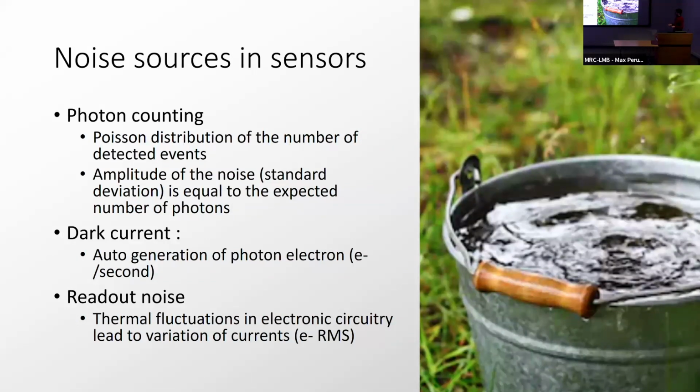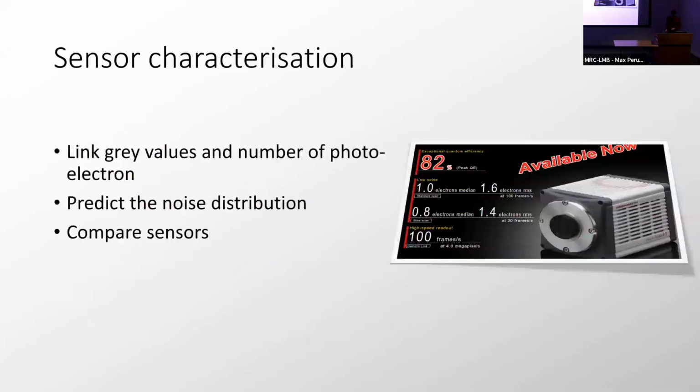And the other significant noise is readout noise. This is more for camera-based systems, not for confocal. So we have thermal fluctuation in electronic circuitry, which leads to variation of current and which pollutes our signal. This is of the order of 1 or 2 electrons.